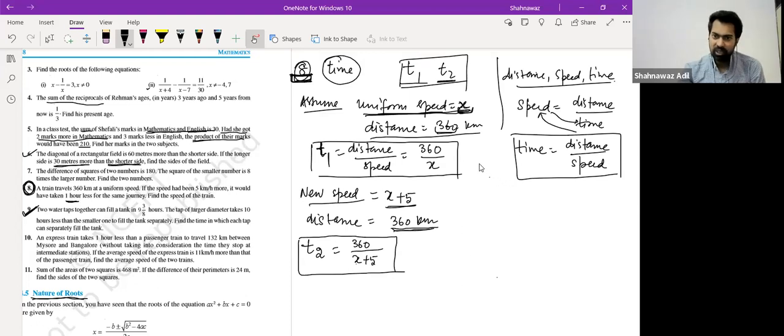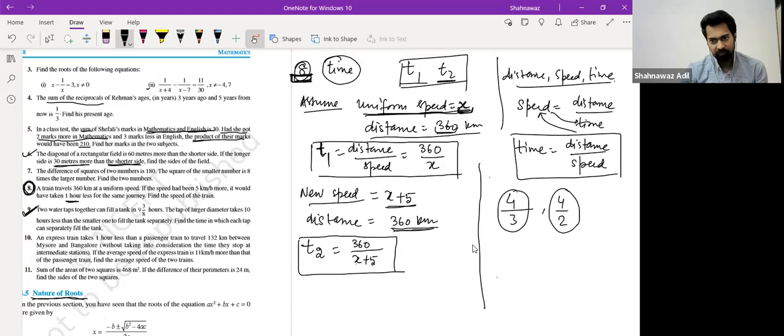And you tell me, if I say 4 by 3 or 4 by 2, which number is bigger? Which number is bigger, 4 by 2 or 4 by 3?